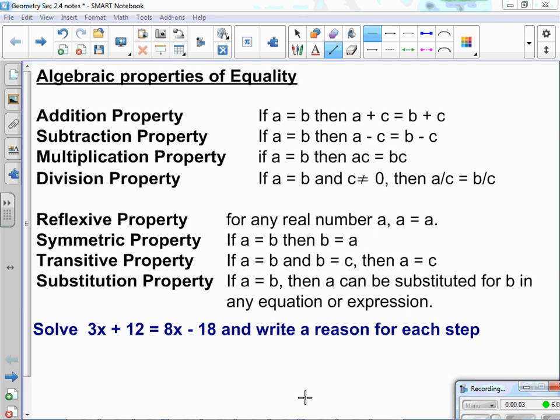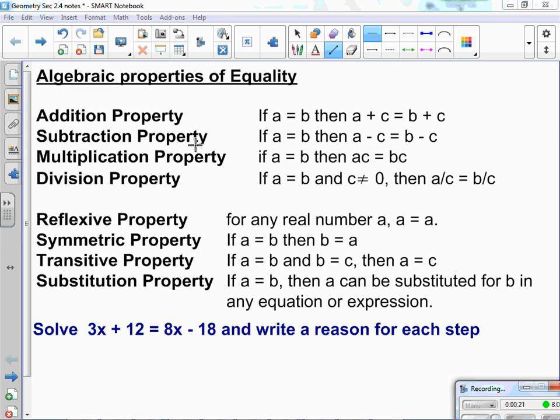All right, so here we are, section 2.4, looking at some algebraic properties of equality. And this section is where the chapter starts to get a little difficult, so pay close attention. So, algebraic properties for equalities.